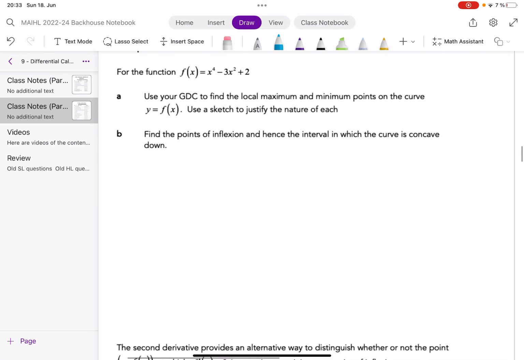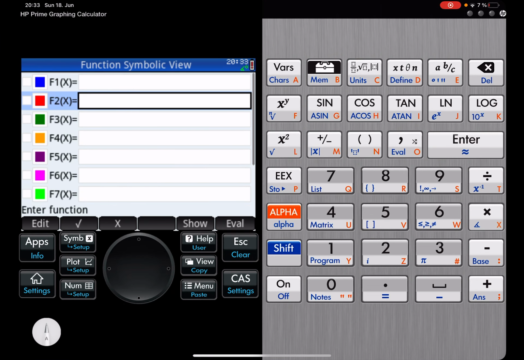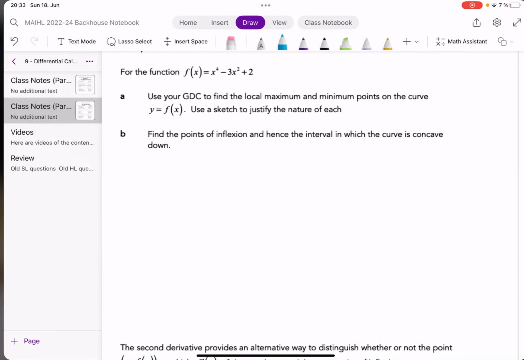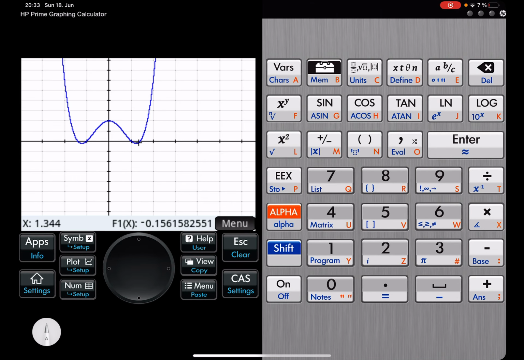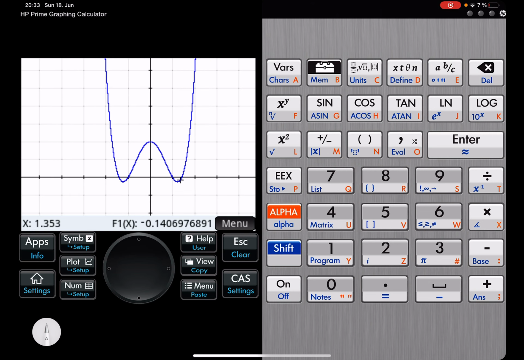So we've got a new function. Use your GDC to find the local maximum and minimum points on the curve. So let's put in x to the 4, and so on, plus 2. Hopefully you are putting this into your calculator at the same time instead of just watching me do it. Okay, there we go. Here's our function. It looks a bit like a W, doesn't it?